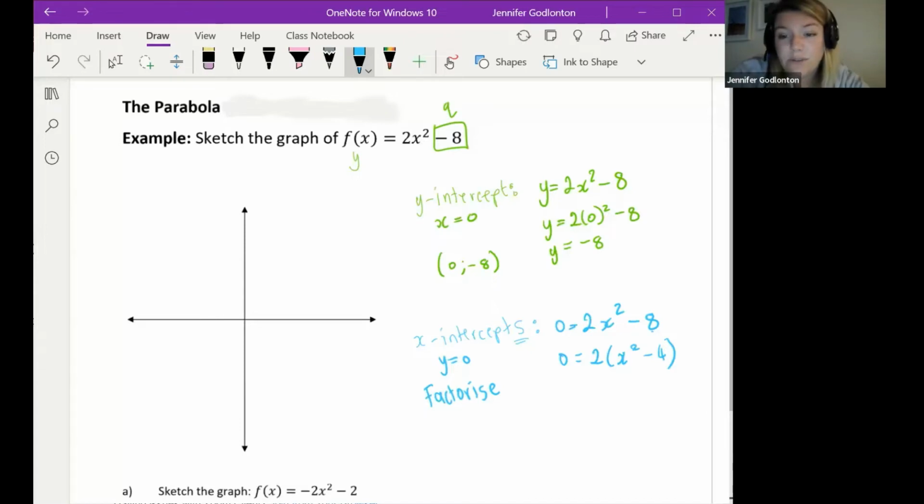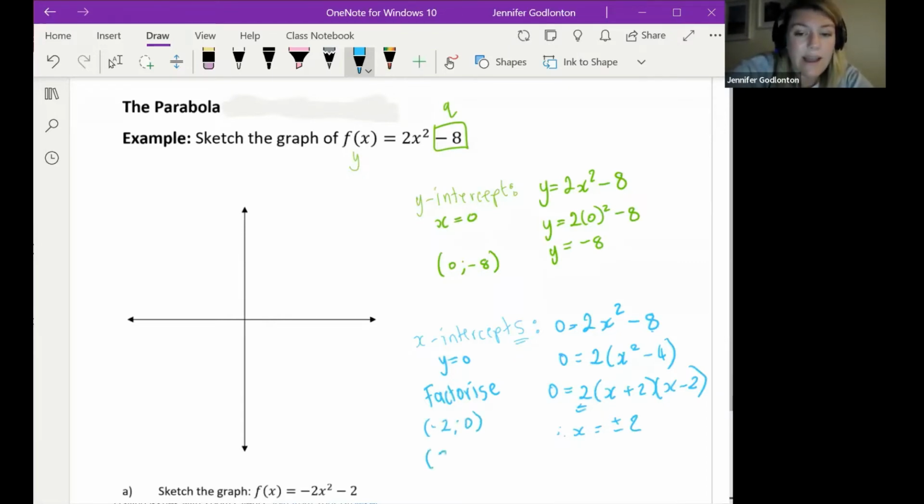Now I'm going to do difference of two squares. So we've got to try and bring back some of that factorization memory that we had from long ago. And there we've just got a quadratic equation. Remember, 0 divided by 2 is just 0, so that 2 over there just falls away. And so we see that x is equal to positive or negative 2. So my x-intercepts are going to be (negative 2; 0) and (2; 0).